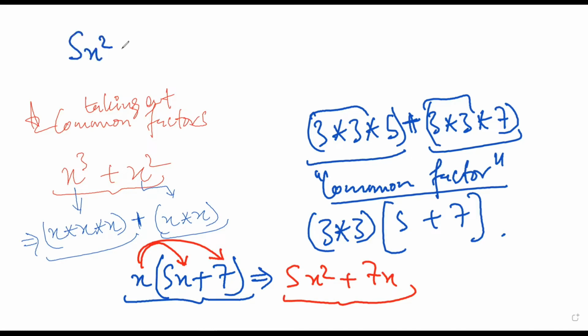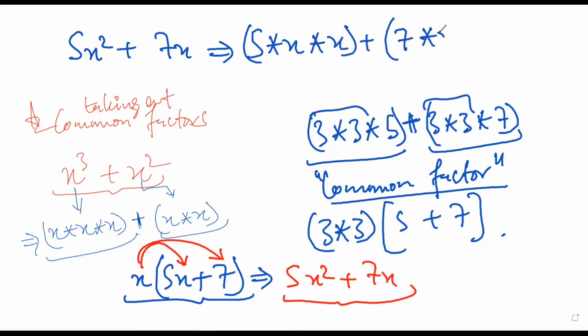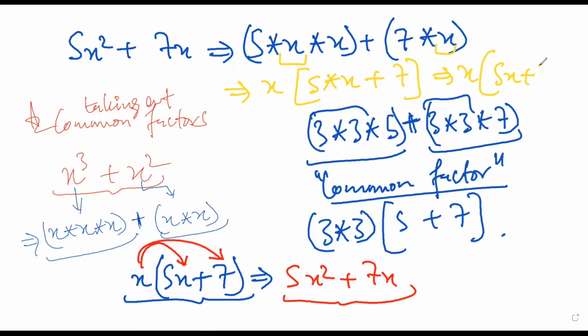So for example, if I am given 5x squared plus 7x, what is the common factor, Mr. Sarthak? Have you understood my question? Yes. So this x is the common factor. I take this x out and I am left with 5 into x plus 7, which is equal to x into 5x plus 7. Mr. Sarthak, any doubts still?